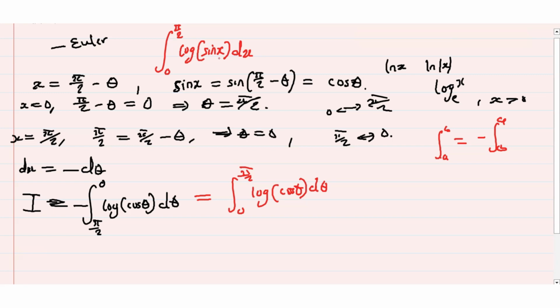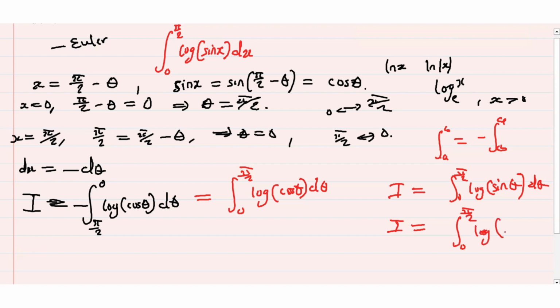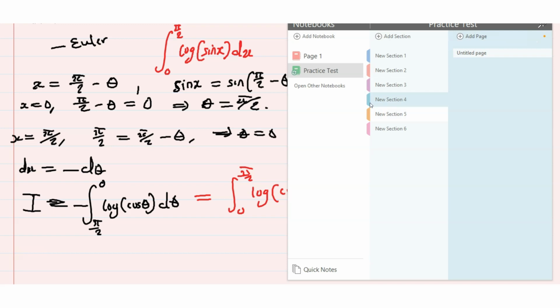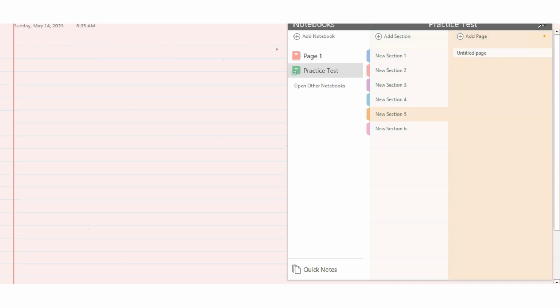Now we have just gotten two expressions for I. The first one being that I was the integral from 0 to pi over 2 of the logarithm of sine of theta d theta, and then I is said to be equal to the integral from 0 to pi over 2 of the logarithm of what? The logarithm of cosine of theta d theta. So we're going to bring these facts down to the next page. Let's go to the page, right?